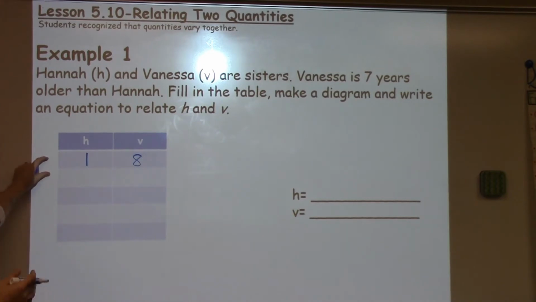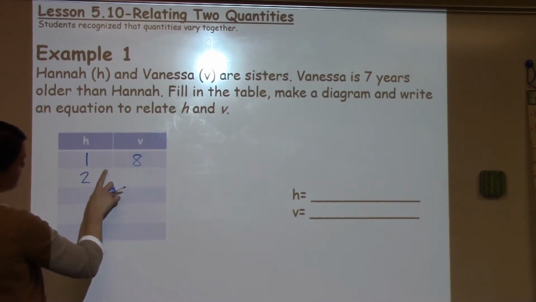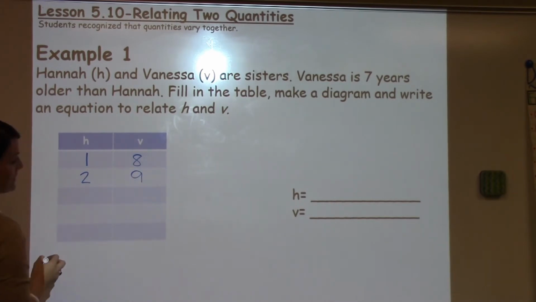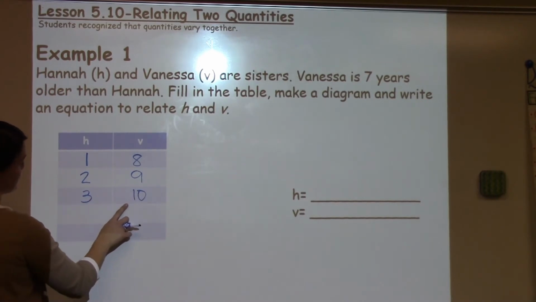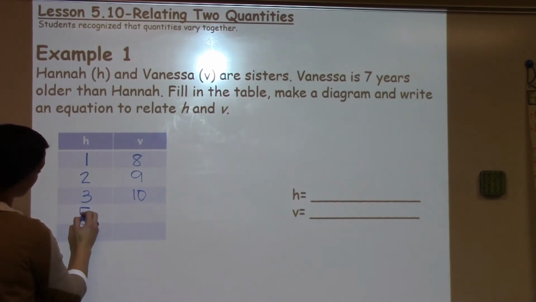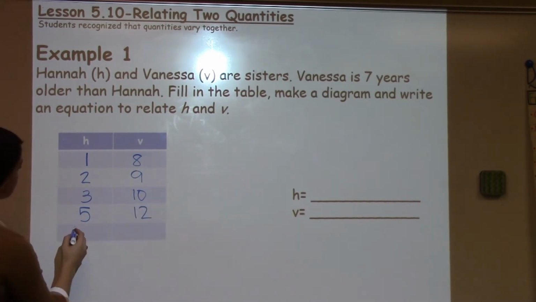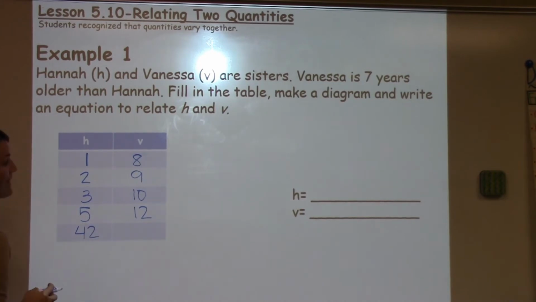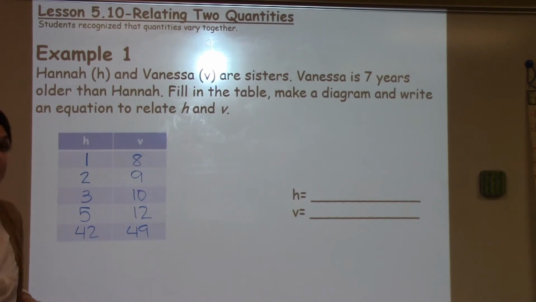Now I can use that basic rate to help me figure out any other time that Hannah, however old Hannah is, how old Vanessa is as well. So let's say that Hannah is 2. Well, I know that my basic rate is plus 7, so 2 plus 7 would be 9, and it would make Vanessa 9. If Hannah was 3, then Vanessa would be 10, because that's 3 plus 7. If I were to say Hannah turned 5, then I'd be able to add 7 to that as well and say that Vanessa is now 12. And let's say that when Hannah turns 42, I would know that Vanessa would be turning 49, because it's always just that constant rate of plus 7.